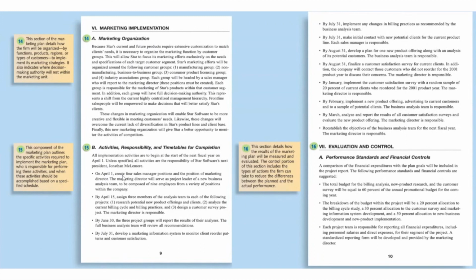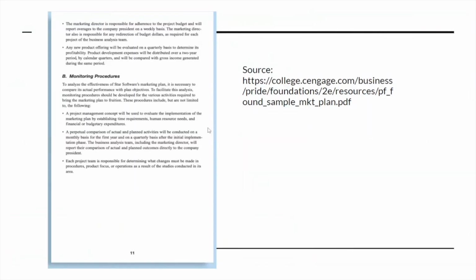So how are we going to target our market? How are we going to sell the product, the price, the place, and the promotion? We look at the marketing organization of our company. Who's doing this? Who are the people? And activities, responsibilities, and timetables. Timetable is important. Again, in order to make a plan, we talked about SMART goals. The goal has to be specific, measurable, attainable, realistic, and time-bound.